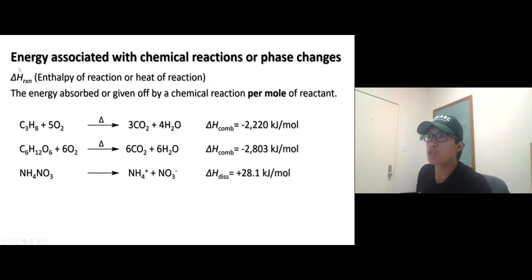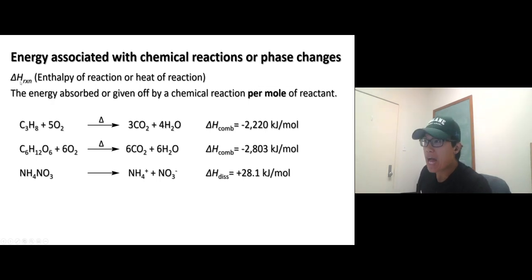All right, so we're moving on to talk about the energy associated with chemical reactions or phase changes. To say this with the whole phrase, energy associated with chemical reaction or phase change is quite long. So we just call it enthalpy, which is a fancy word for the heat of reaction. So enthalpy of reaction or heat of reaction, they are the same thing. We use delta H with the subscript RXN right there.